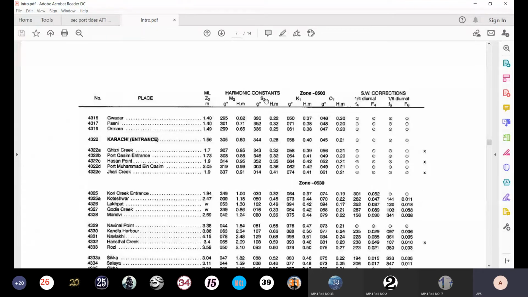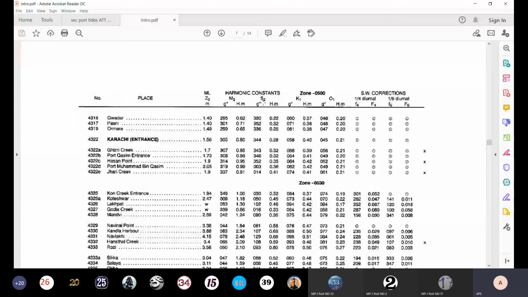Semi-diurnal means two high water, two low water, 24 hours. Diurnal means one high water, one low water, 24 hours. So all the components are taken. Component of two high water, two low water, and component of one high water, one low water for moon. Moon is M2 and K1. And for sun, S2 and O1.